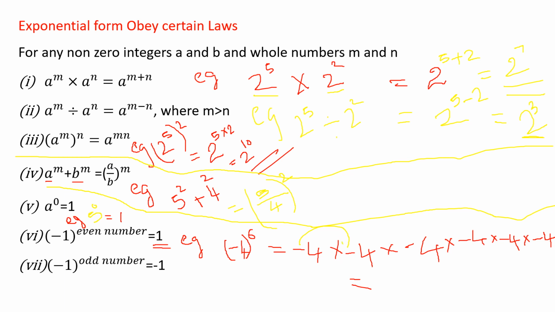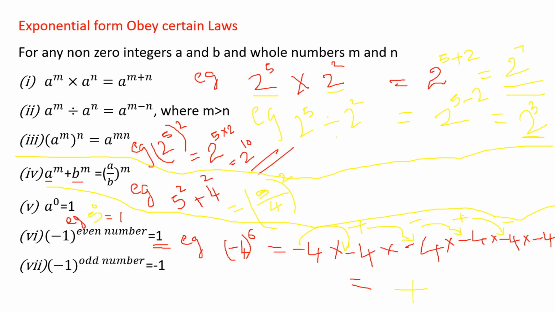So look here. Minus into minus, plus, right? So again plus into minus, minus. Again minus into minus, plus. Again plus into minus, minus. Again minus into minus, plus. So the answer will be a positive number. Okay, so keep in mind, if you see any negative number and the power is an even number, the answer will always be positive.